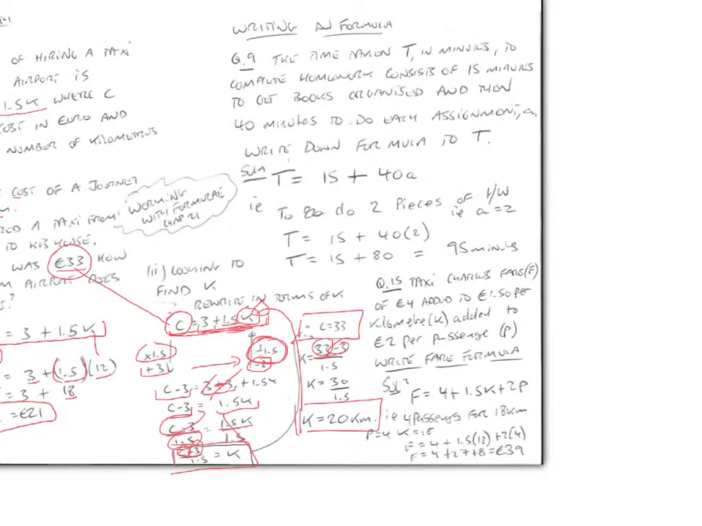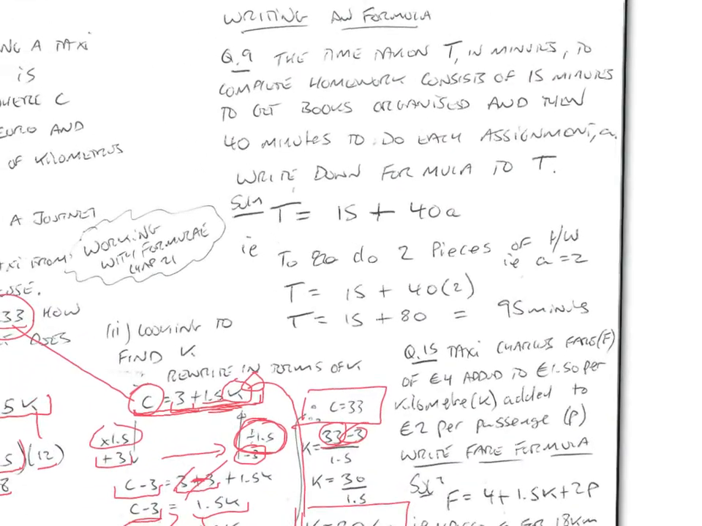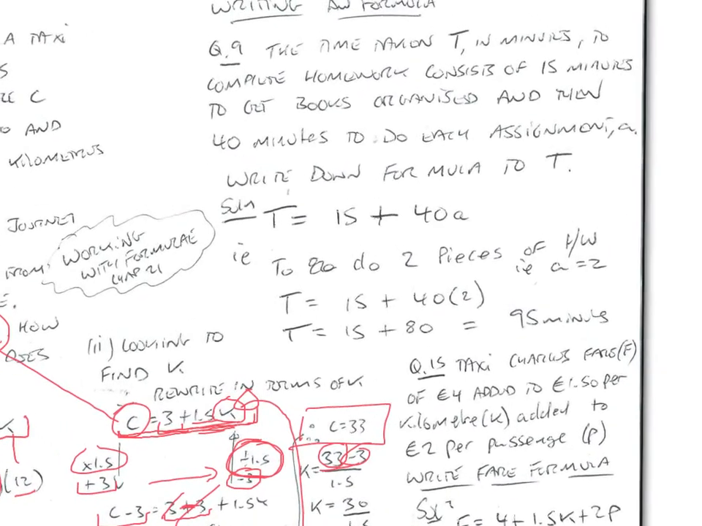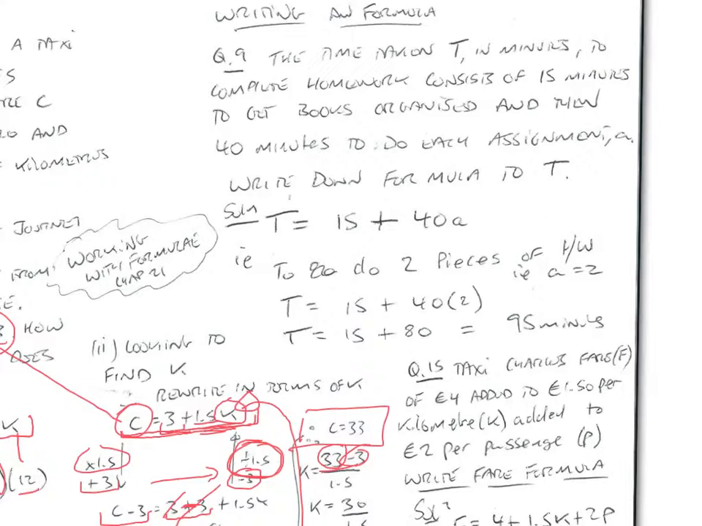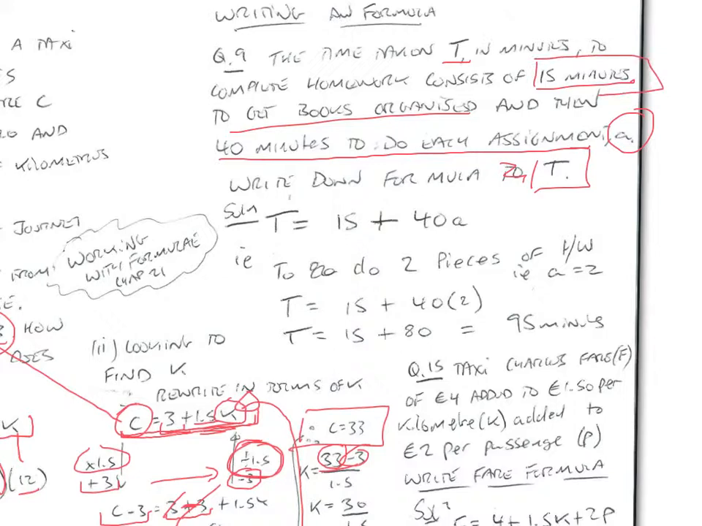So the next example then just involves writing or making a formula, and then we'll work with the formula in a minute. Okay. So the time taken T in minutes to complete homework consists of 15 minutes to get the books organised and then 40 minutes to do each assignment A. Write down a formula for T. Okay, so write down a formula for how long it takes to do the homework. So the time it takes to do the homework must be equal to 15 minutes to get the stuff together, plus 40 minutes per assignment. So that's 40 times A.